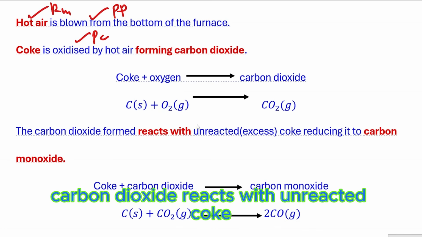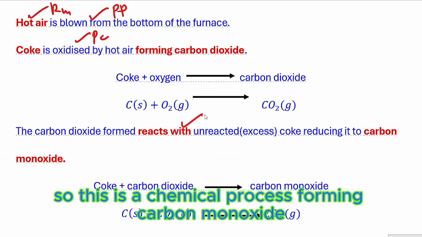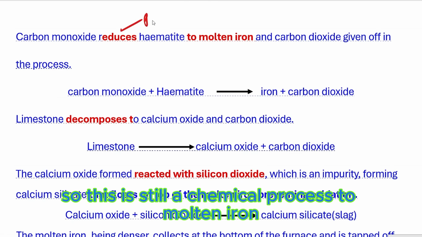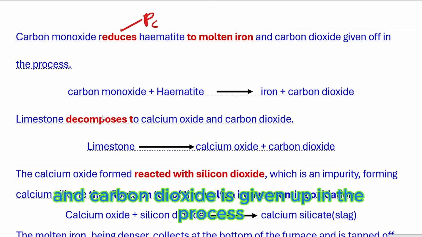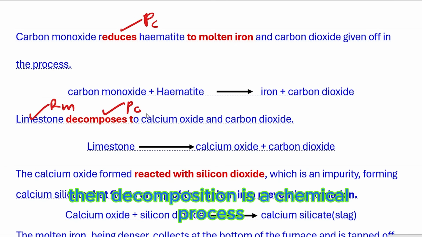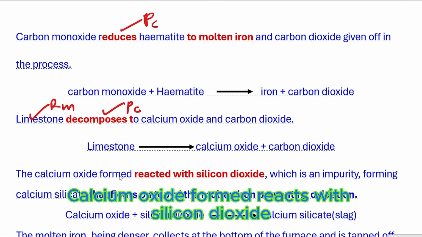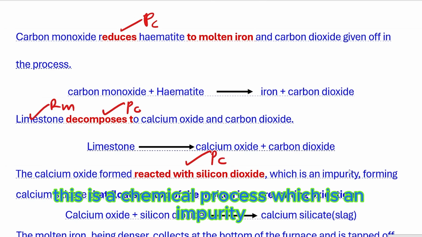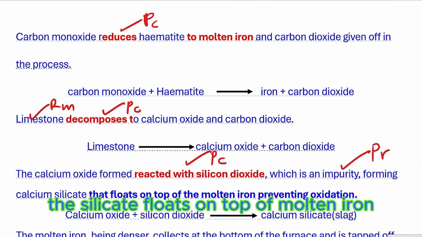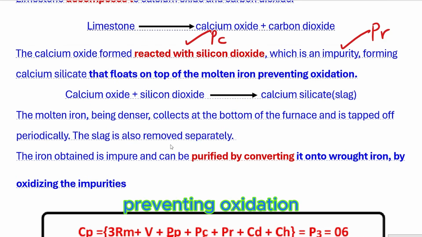Carbon dioxide reacts with unreacted coke. So this is a chemical process forming carbon monoxide. Carbon monoxide reduces. So this is still a chemical process to molten iron, and carbon dioxide is given up in the process. Limestone decomposes. Limestone is a raw material. Then decomposition is a chemical process. Calcium oxide formed reacts with silicon dioxide. This is a chemical process which is an impurity. So here is removing impurities. Purification also is there.